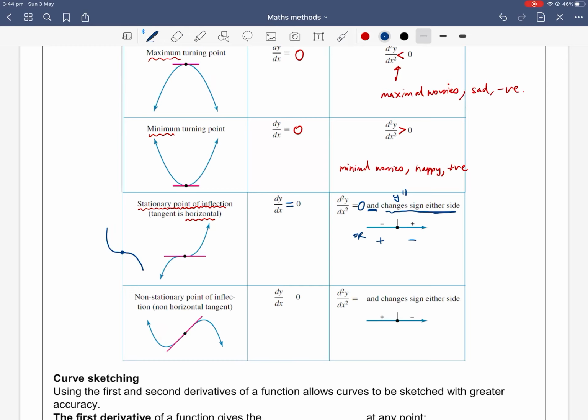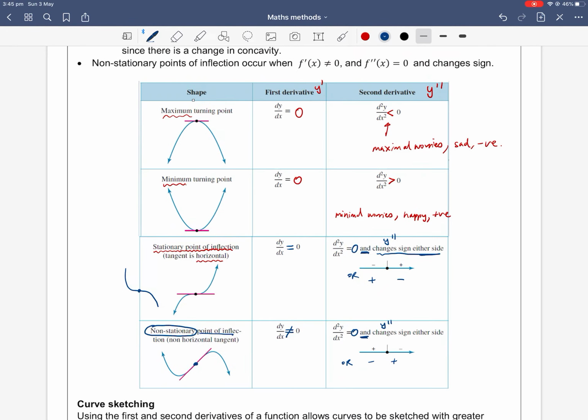And then the fourth option you could have is a non-stationary point of inflection. So at this point, your gradient is not equal to 0. So it's a point of inflection, but it's not a stationary point of inflection. Your gradient at that point is not flat. It's not 0, it could be any direction. But your double derivative, your second derivative, equals 0, and your y dash dash changes sign on either side. Again, plus minus, or minus plus.